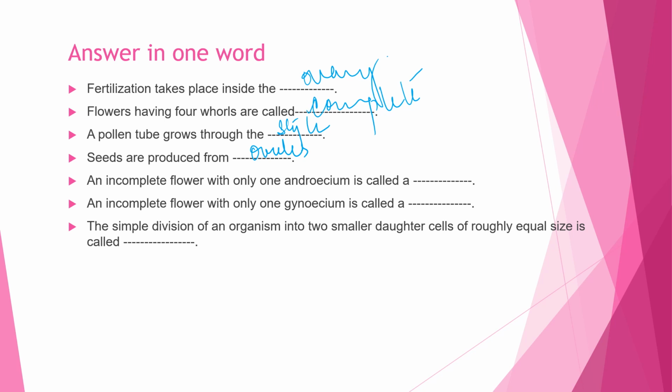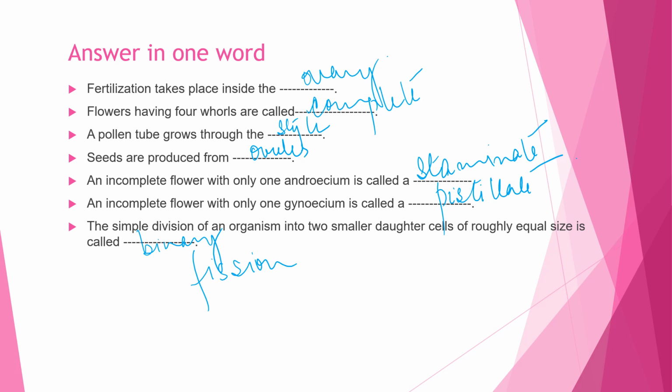An incomplete flower with only androecium is called a staminate flower, while an incomplete flower with only gynoecium is called a pistillate flower. So that is a staminate and this is a pistillate flower. Next, a simple division of an organism into 2 smaller daughter cells of roughly equal size is called, what is it called? The process is called binary fission. Now let us move on to the next one.